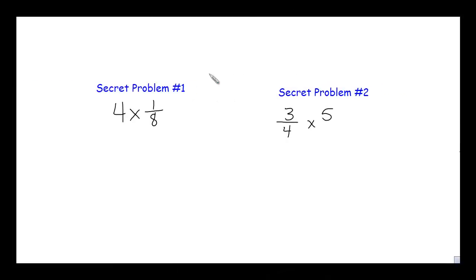Okay, so I want you to try these problems. Secret problem number 1, 4 times 1/8. And then secret problem number 2, 3/4 times 5. Go ahead and do those on your paper and simplify them if you can, because you're going to need to submit those answers to me in just a moment.